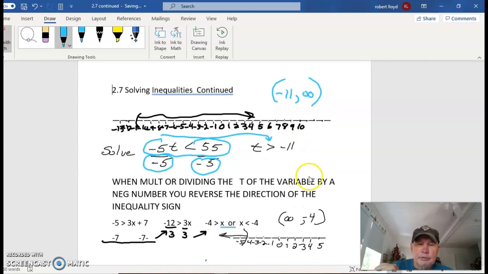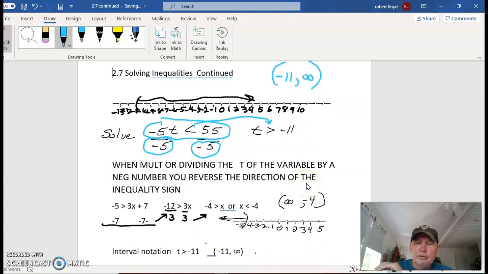Infinities never have a bracket. So the important thing to remember is when multiplying or dividing by a negative number, you reverse the direction of the inequality. So let's look at another couple examples.